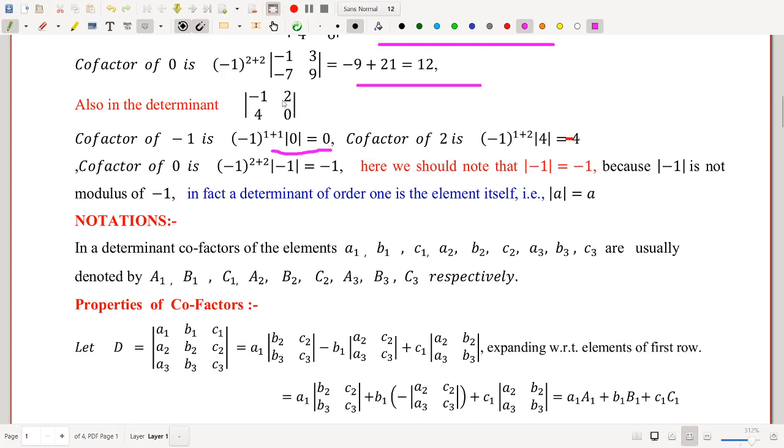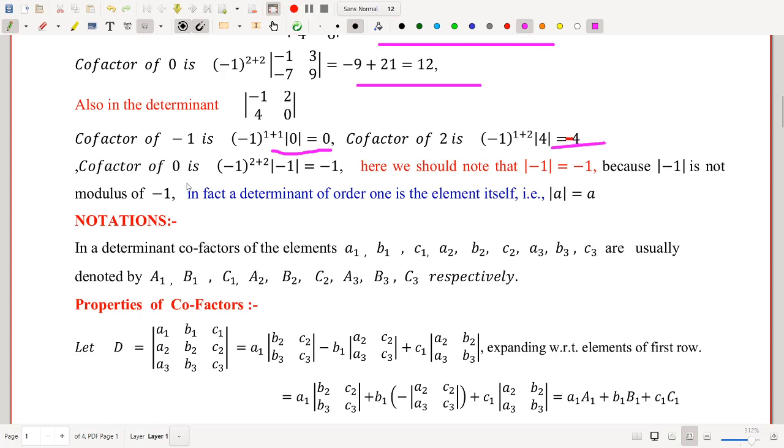Cofactor of 2 suppose we want to find. Then it is 2 lies in first row second column. So minus 1 to the power 1 plus 2. And then remaining element after cancelling first row and second column we get 4. So this is determinant of 4. So it is 4 but there is a minus sign in front, so it is minus 4.